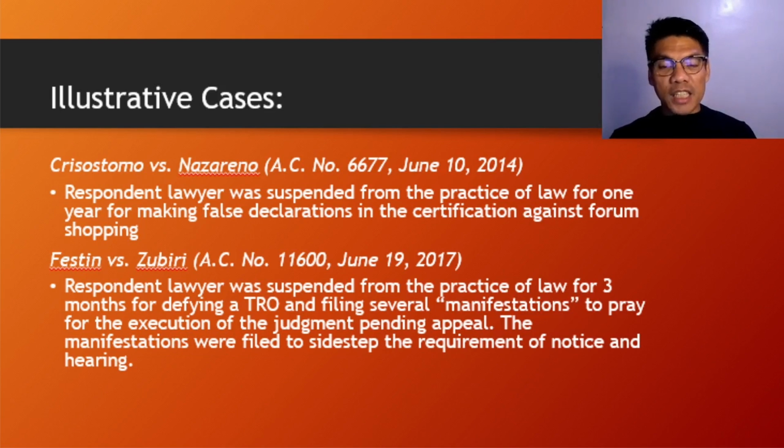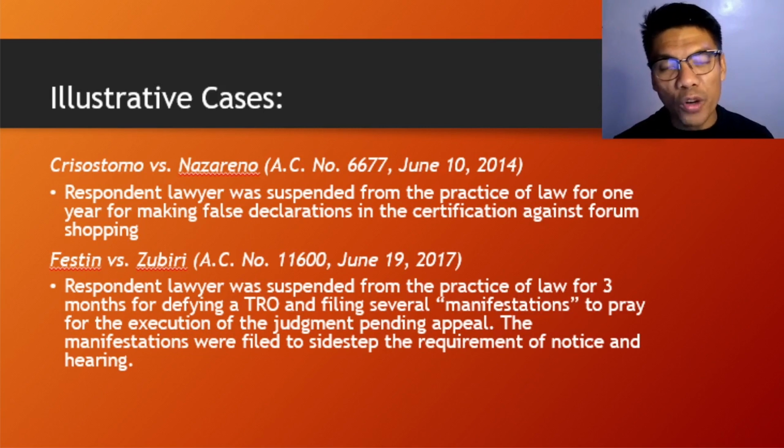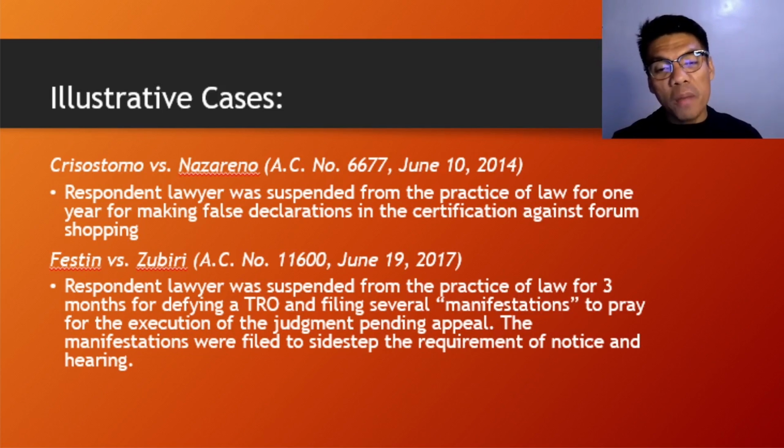Okay, the next case is Festin versus Zubiri. Here, the respondent lawyer was suspended from the practice of law for 3 months. For what reason? For defying a TRO and filing several manifestations to pray for the execution of the judgment pending appeal. The manifestations here were filed purposely to sidestep the requirement of notice and hearing. That's why the other party was not informed or notified of the manifestations, as well as the prayers sought by the client of Attorney Zubiri in this case.